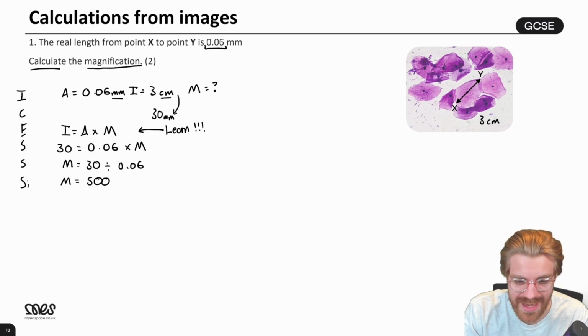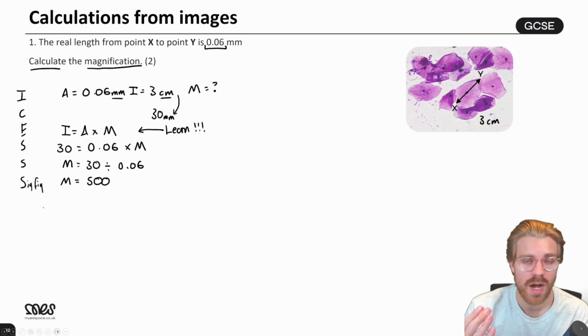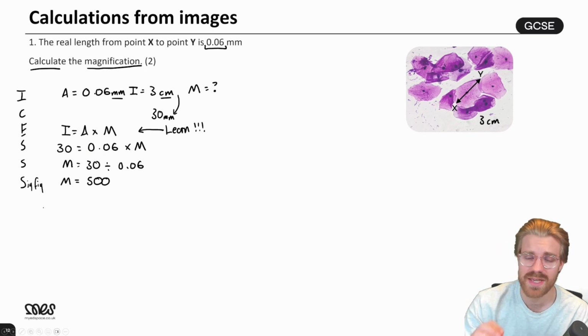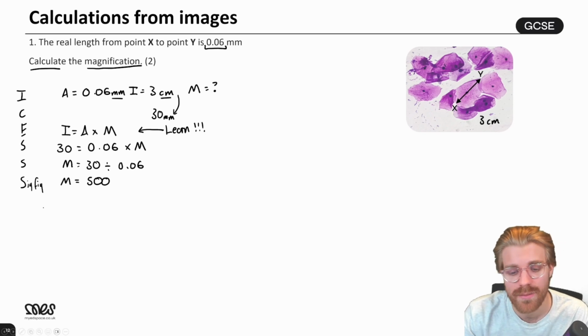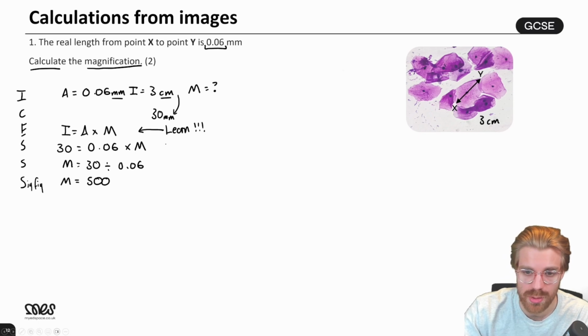Now the final S here is for our significant figures. So if the question says to us, give your answer to 2 significant figures or 3 significant figures, depending on the question, I would need to make sure I give my answer to the correct number of significant figures. This is a really, really common area where students lose marks in an exam, and it's really, really easy. So we want to make sure we're getting that correct. Now in this question, it doesn't say that, and my answer is to 1 significant figure anyway. Let's have a look at another example.